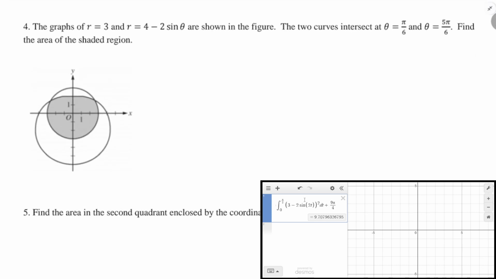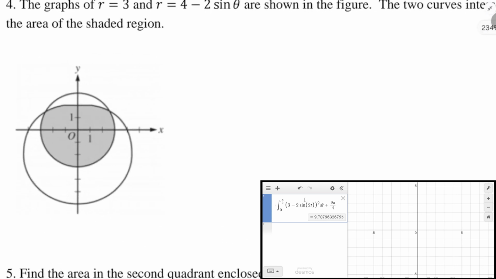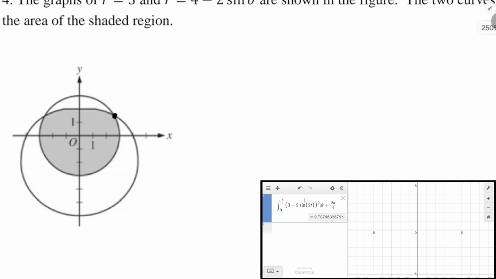Got another one. Okay, this one's a little more tricky. It is very generous of them to give the intersection points. We appreciate that. Pi over 6 and 5 pi over 6. Now, I think with a little bit of strategy, you can make this one a lot easier.